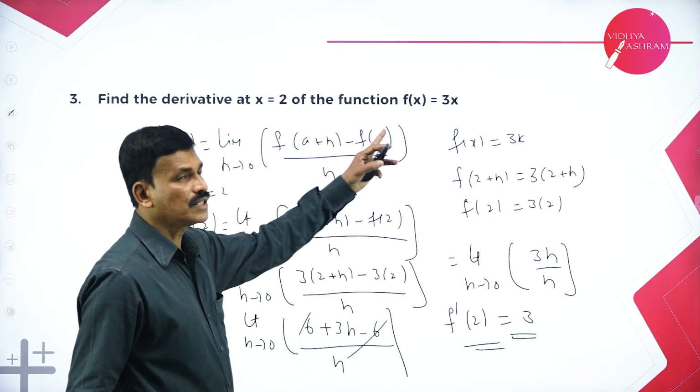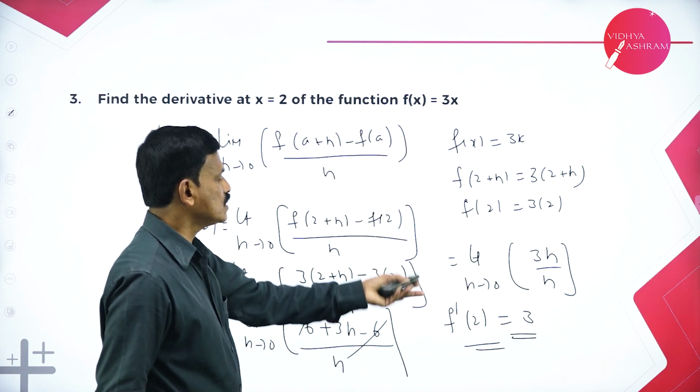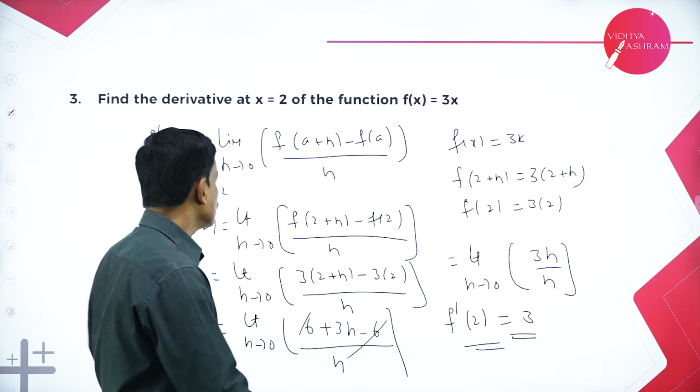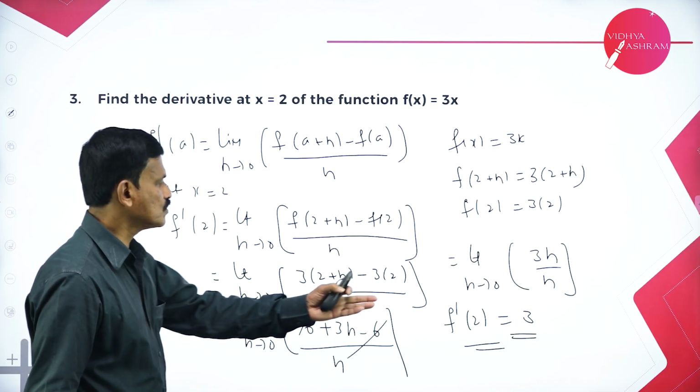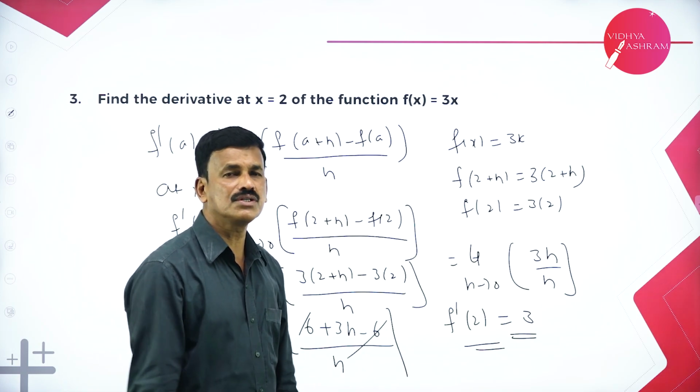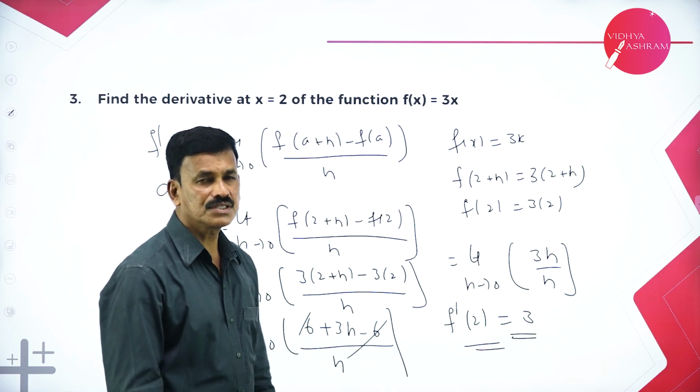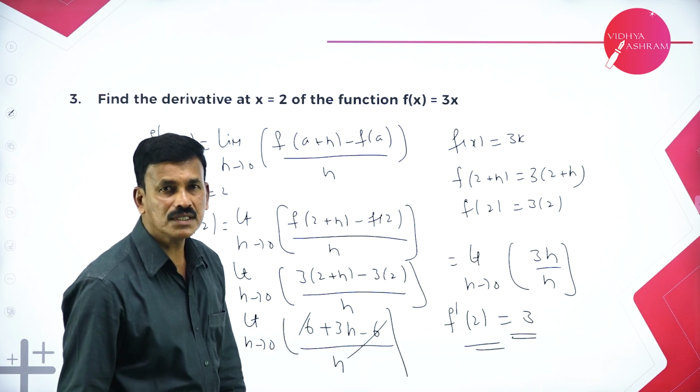You know what is the derivative of x? It is 1. So 3 into 1 is 3 itself. So therefore the derivative of the function f of x is equal to 3x at x is equal to 2 is 3. That's it. This is how we are going to differentiate the function using the method of definition.